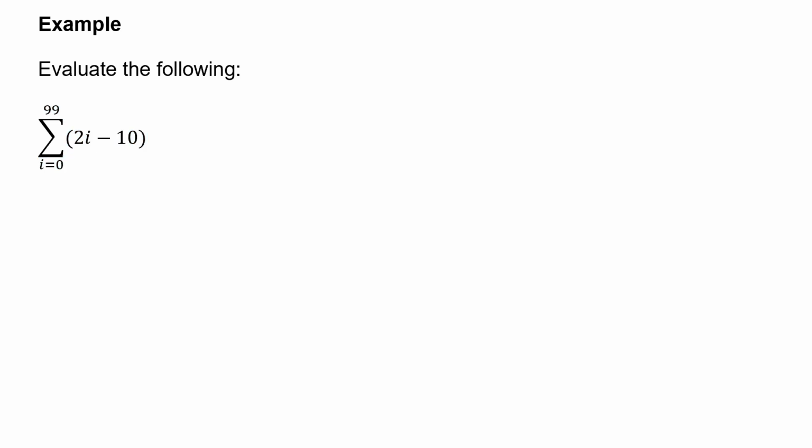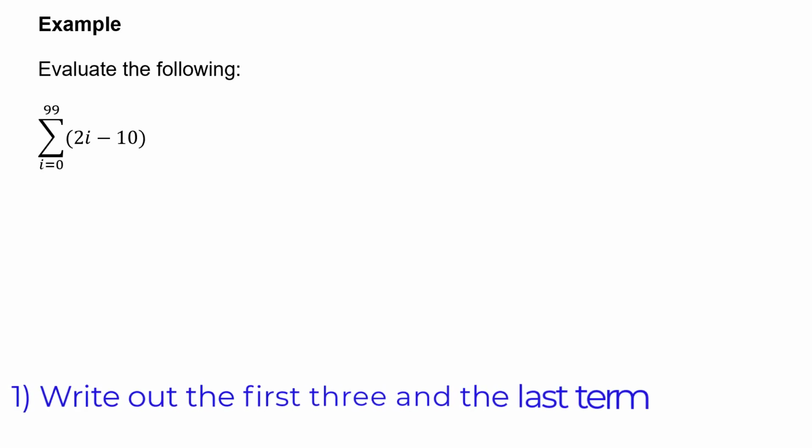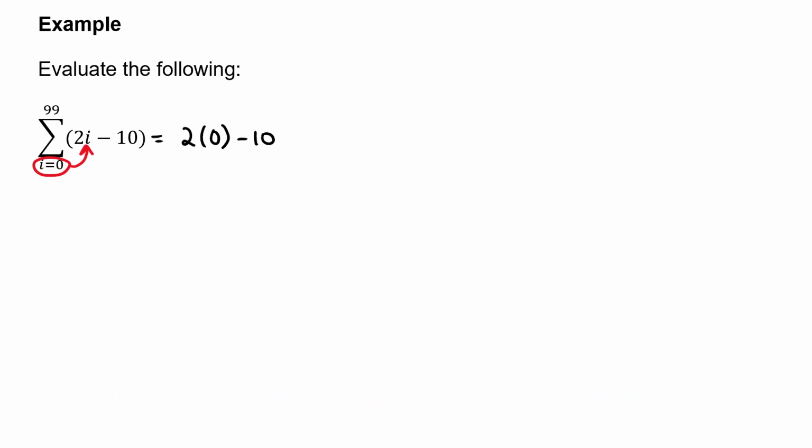The way that we always work with this is to start by writing out the first three terms as well as the last term. The way we find those first three terms is to take this bottom number and sub it into the letter that we've got there. So it's going to be 2 times 0 minus 10. That'll be our first term. Then to go to the second term, we need to increase that number that we started with by 1.